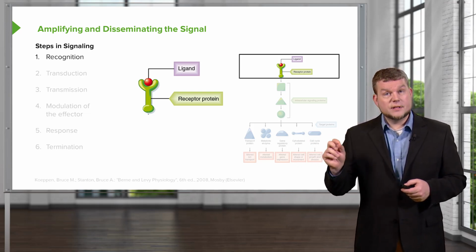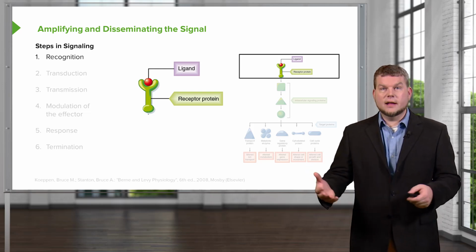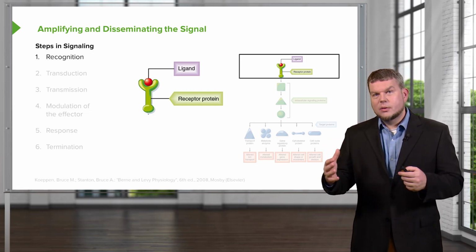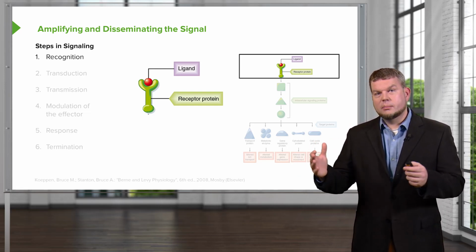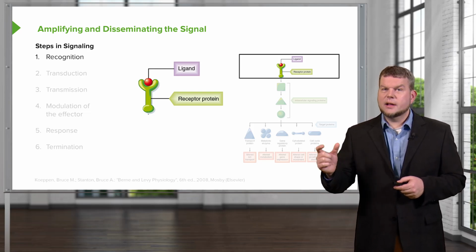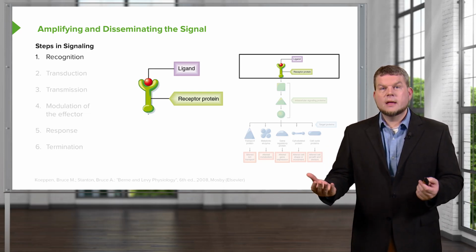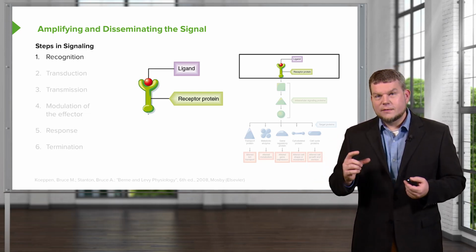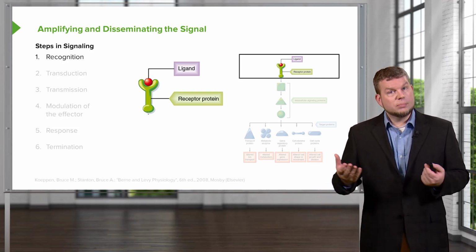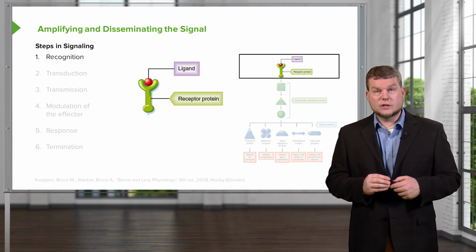Oftentimes, it is very specific to the ligand itself or a class of ligands. And so they might have to be one type or a family to bind to a particular receptor. We oftentimes talk about that in terms of its affinity for a receptor. Certain ligands have high affinities and other ligands have lower affinities. It's important to understand that reaction to know what recognition is going to look like.